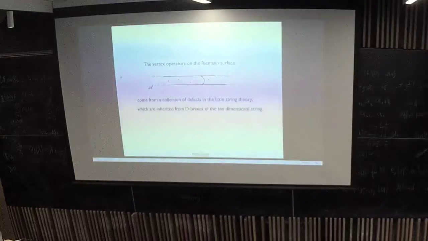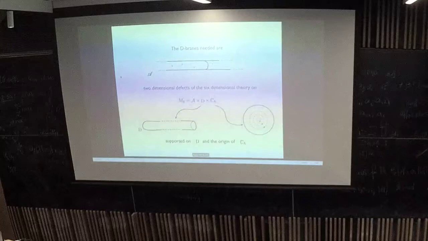The vertex operators on the Riemann surface come from collections of D-branes in the little string theory that are located exactly where the vertex operators are. So the D-branes that are needed are two-dimensional defects. They are supported on this D, the domain curve of Gromov-Witten theory and the Landau-Ginzburg model. They are at points on the Riemann surface, and they are at the origin of this auxiliary complex plane.